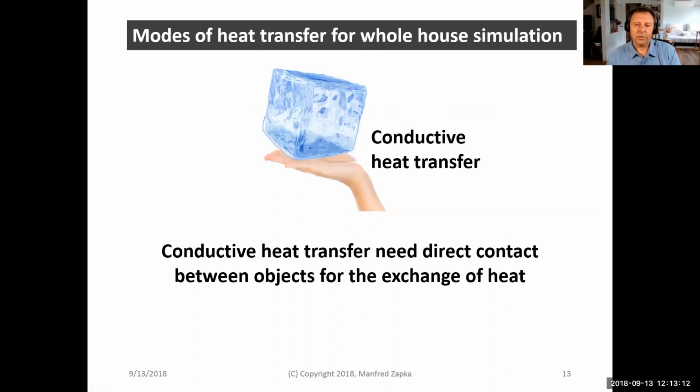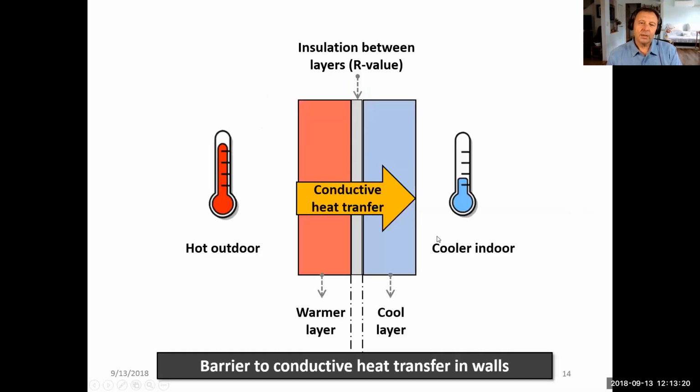So first of all, we have conductive heat transfer, and this means we need direct contact between objects for the exchange of heat. Let's say we have a wall and a hot outdoor. The outside of the envelope heats up, and the heat always goes to the lower side, to the colder side.